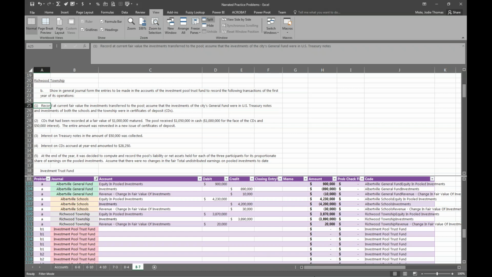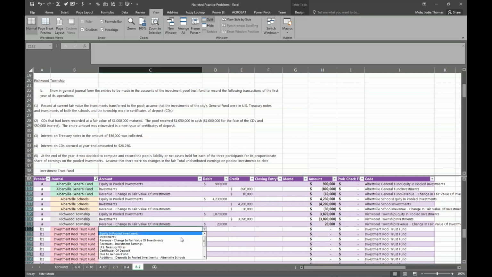So what's interesting is why they chose on this problem to match up exactly, like saying that the Albertville General Fund's part of the investment was invested in U.S. Treasury notes, and the other two amounts were invested in certificates of deposit. That's the point of a pool, is you put your money in and you get units or shares of the overall pool, and it doesn't matter what it's invested in. It doesn't have to match up exactly, but for some reason they decided to do that in this problem.